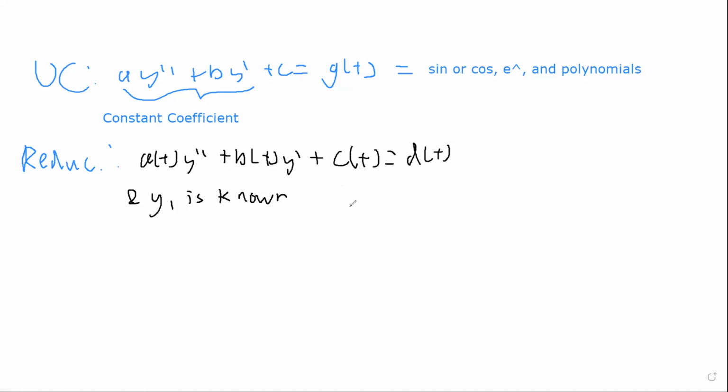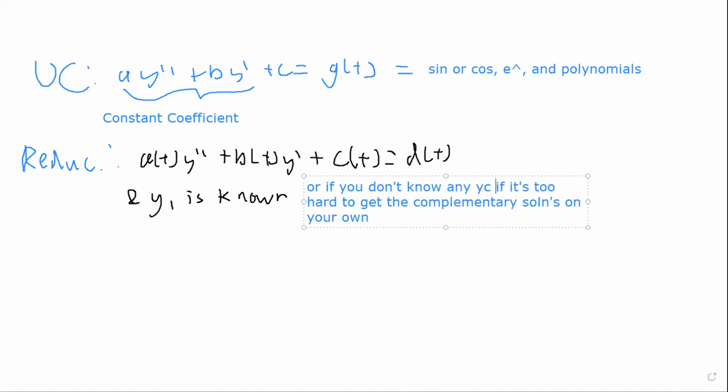Yes, in which case, sorry. But she probably won't use something that's not worth using. But if you can get the complementary solutions and the right side is complicated, then you might as well use variation of parameters. So let me put a little caveat. If it's too hard to get the complementary solutions on your own, or if you don't know any y_c yet, but it's too hard to get the complementary solutions.